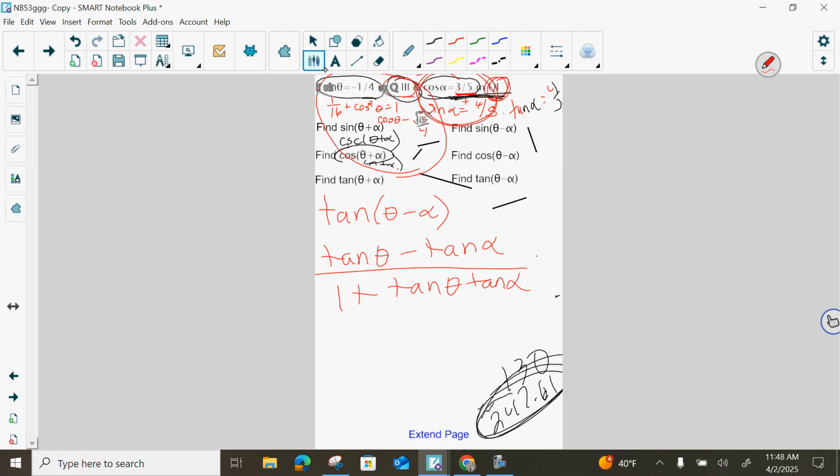This is a pain to simplify. Give it a try, see what you get. We have sine and cosine, so you got to go find tangent, right? So you write your tangent difference rule, and then you're going to plug in tangent of theta and tangent of alpha.